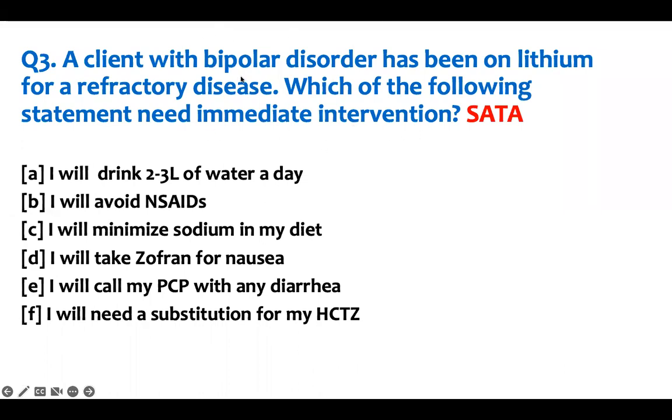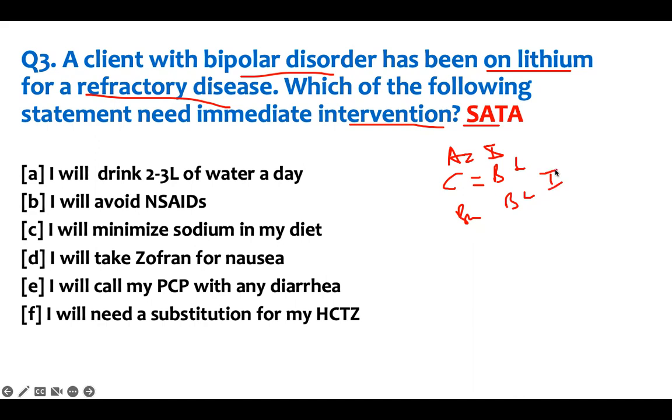A client with bipolar disorder has been on lithium for a refractory disease. Which of the following statements need immediate intervention? So SATA, the same thing. In that enclosed way, we read backward. Which of the following needs immediate intervention? Asked means you've got to intervene. What is the case? A client with bipolar on lithium. Buzzwords: bipolar, lithium, immediate intervention.